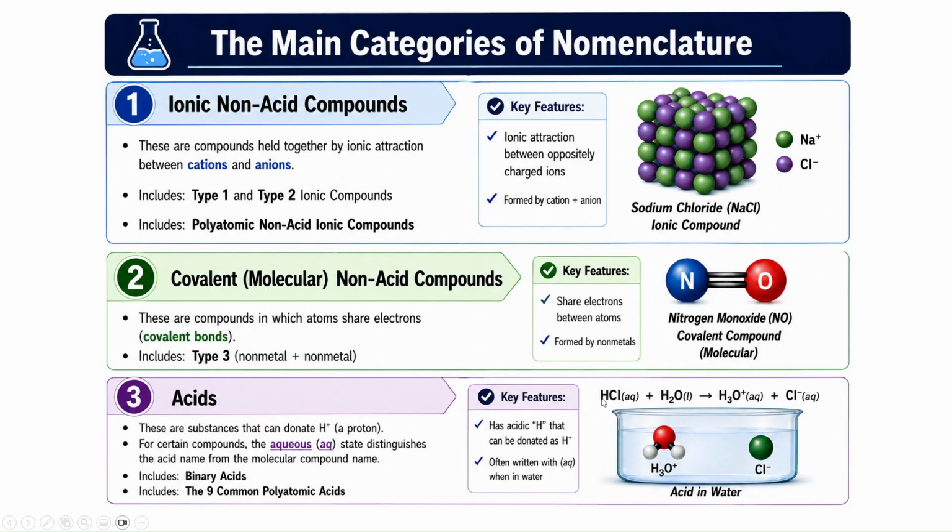So, as mentioned, acids are substances that donate a hydrogen or a proton. For example, in this chemical equation, we see hydrochloric acid donating a hydrogen ion to the compound of water. And the product is that we get hydronium and chloride.